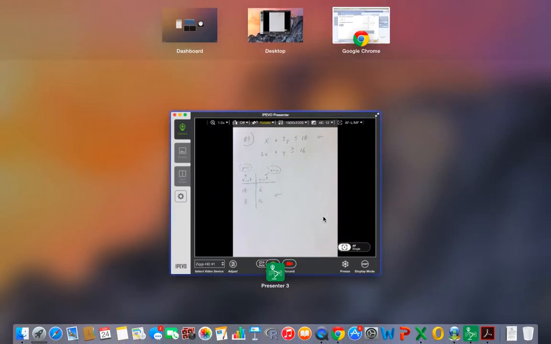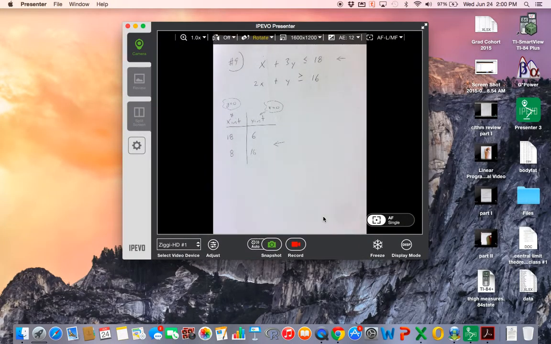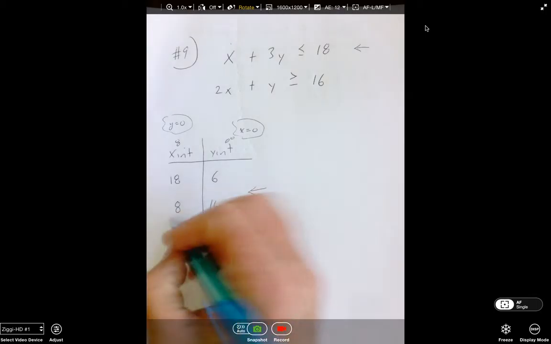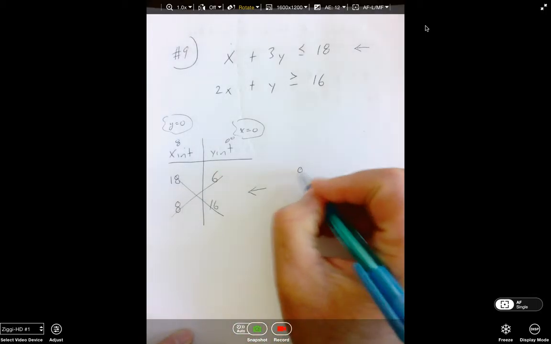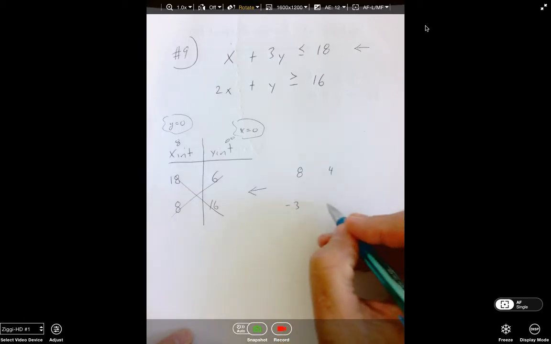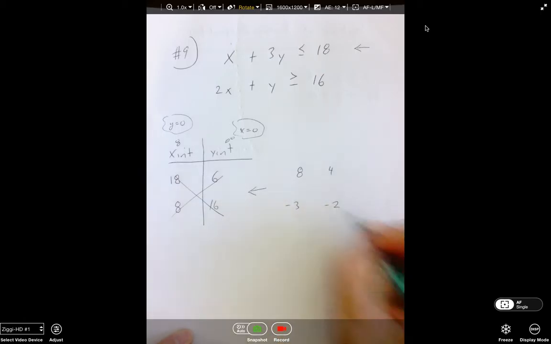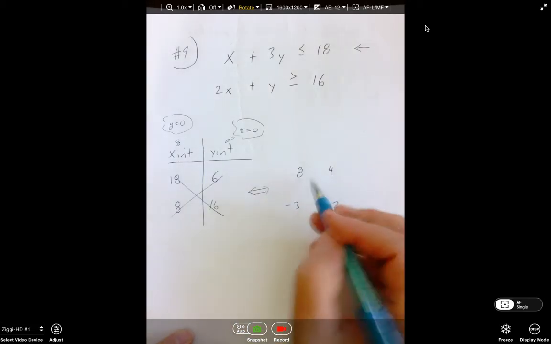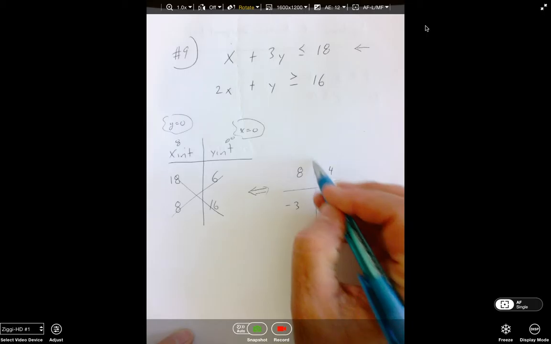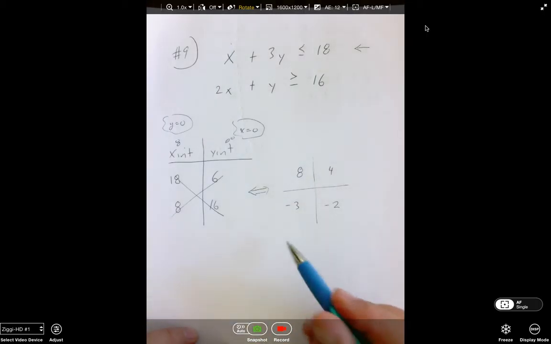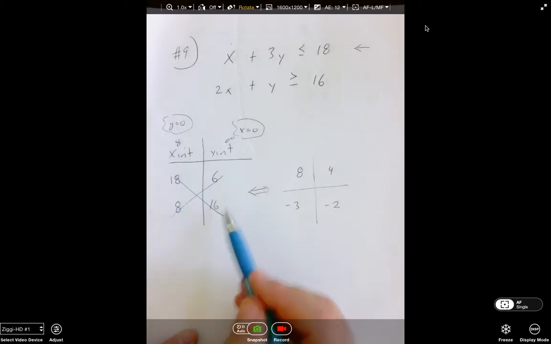So for the sake of this problem, let's say that my x and y intercepts were 8 and 4 and -3 and -2. Let's just say so. The x and y intercepts were these values right here. Again, I've got to keep it within 10 because the problems they're giving you in my math lab don't extend out to 18 and 16. So that should be clear.